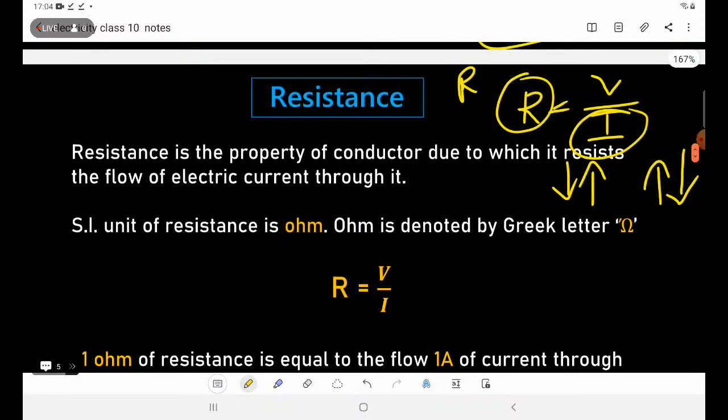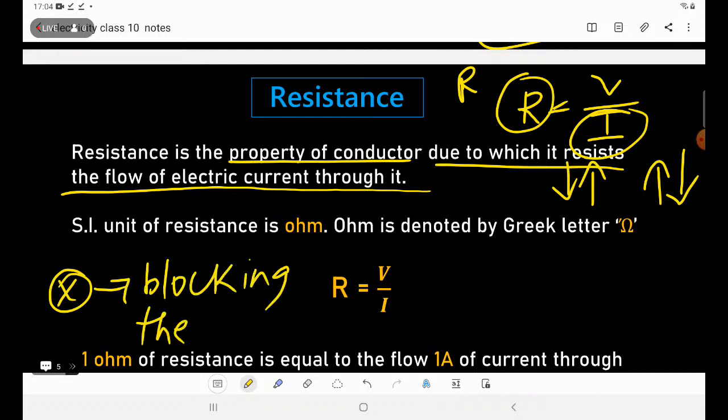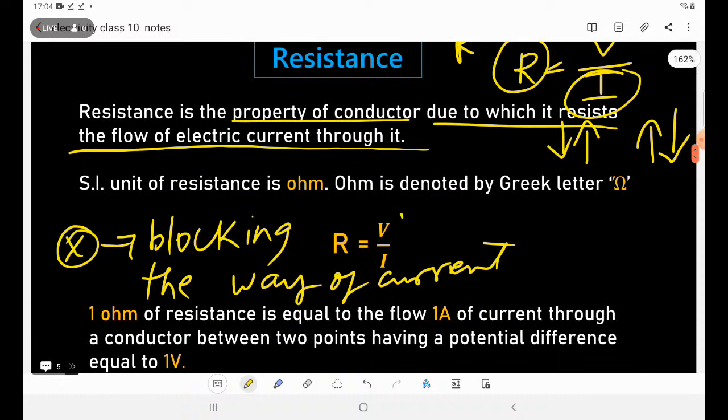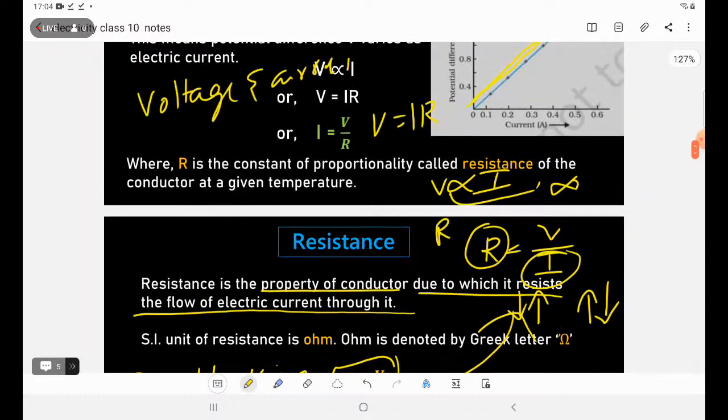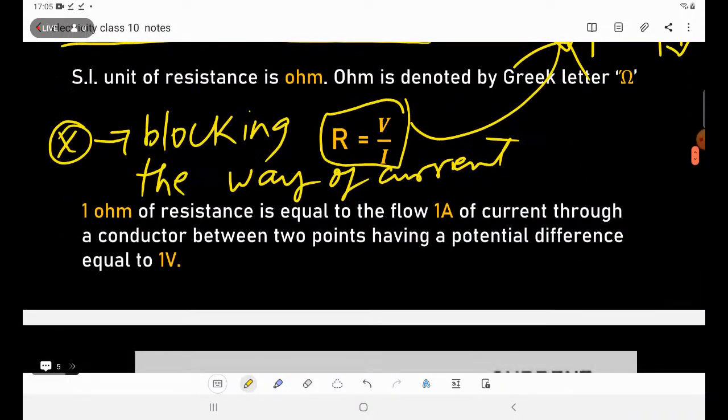Okay. So what is resistance then? Resistance is a property of a conductor due to which it resists the flow of current through it. Resistance means like blockage, you can say. The blocking of the way of current. So this is the formula as I've given it here. Simple, it's derived from this formula itself, guys.